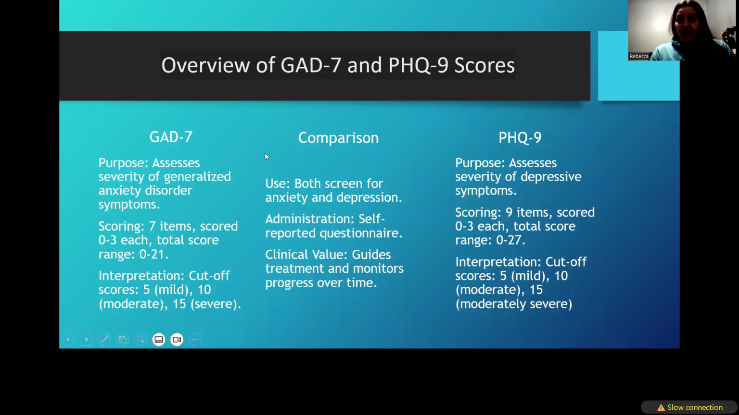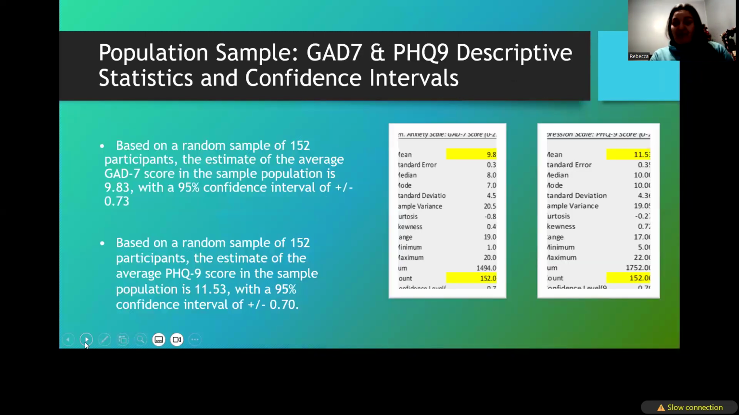For the comparison of the difference between the two, or similarities, both screen for anxiety and depression. They are both self-reported questionnaires, and the value that it gives us is it guides treatment and helps monitor progress over time. The population sample for the GAD-7 and PHQ-9 descriptive statistics and confidence intervals.